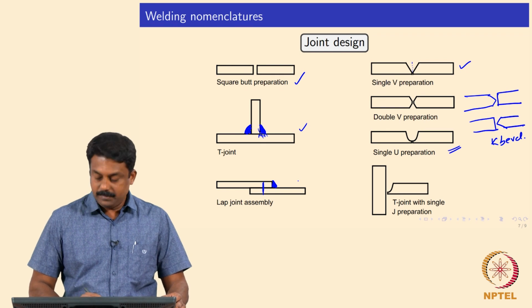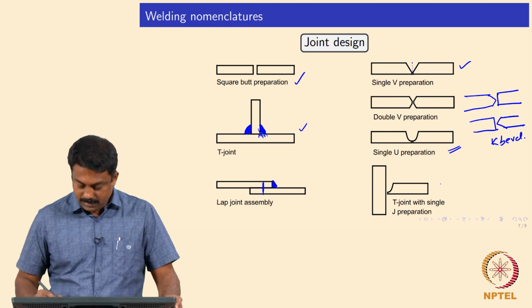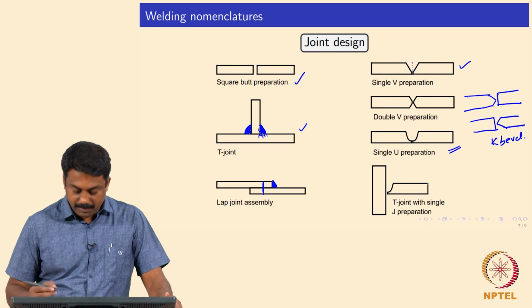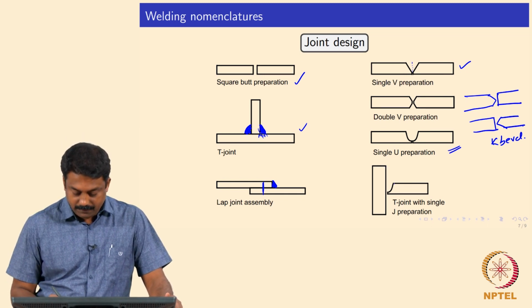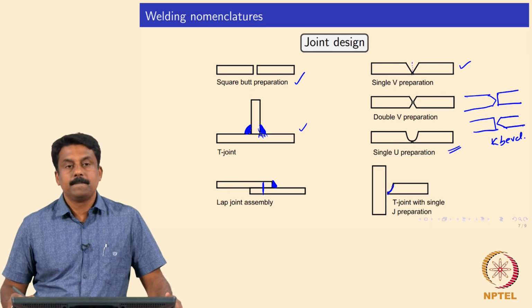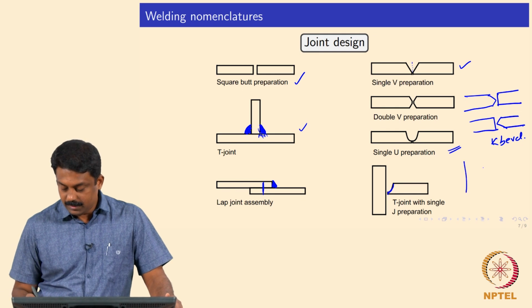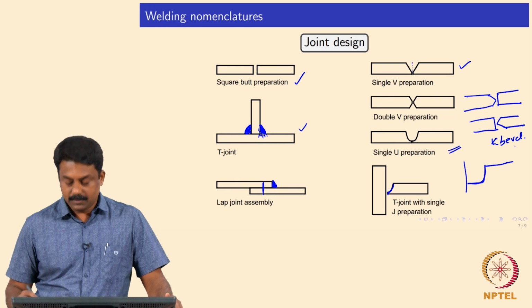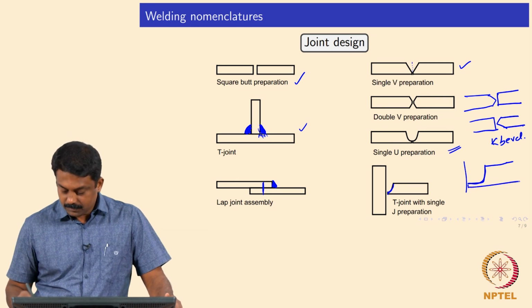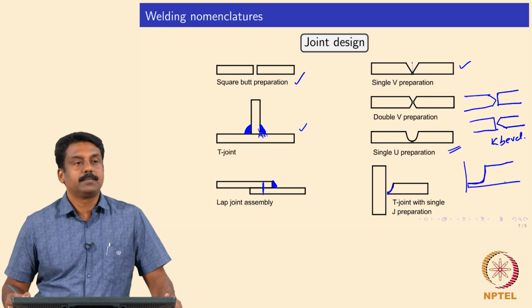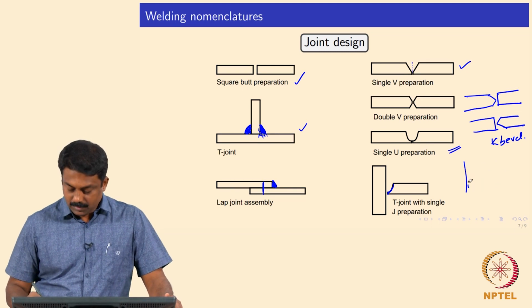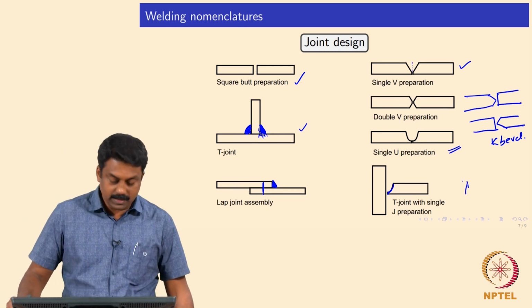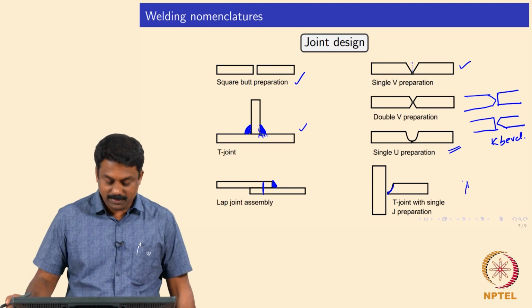Right? It's clear. And this is a T joint with single J preparation, which is also sometimes used. Where you have a flat, and on the other surface you make a J. So J bevel means you make a sort of J at the interface. It's clear? Good. So these are simple terminology I wanted to introduce. Good.